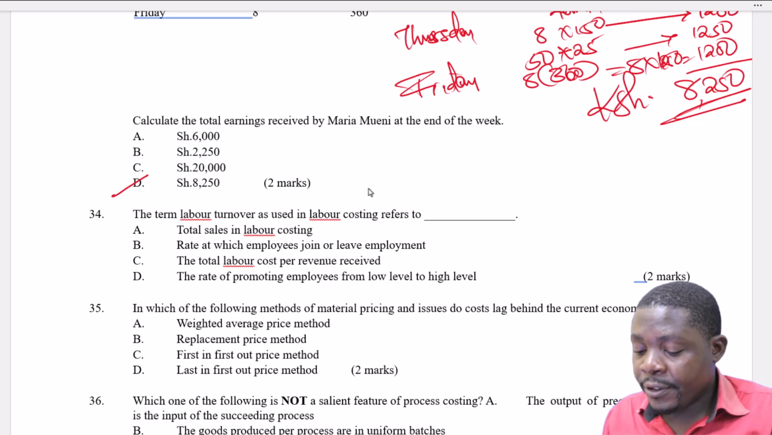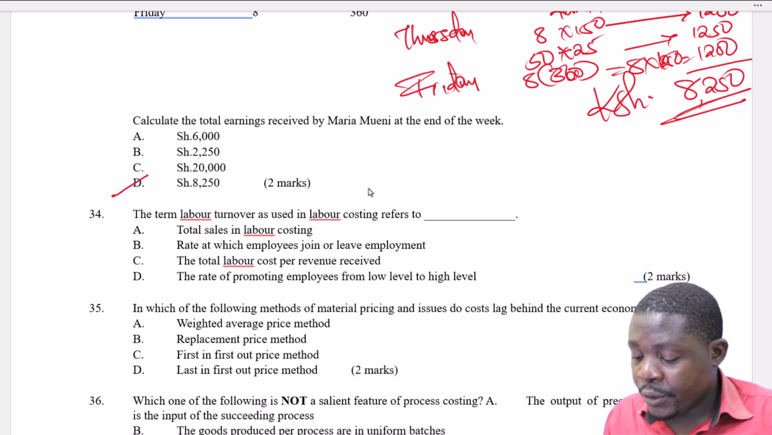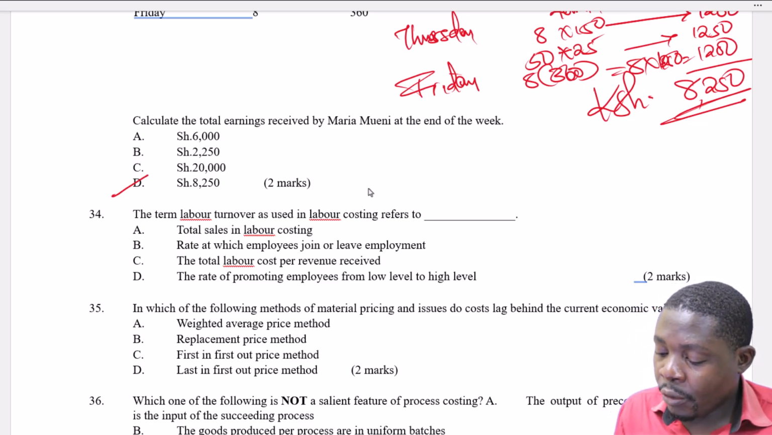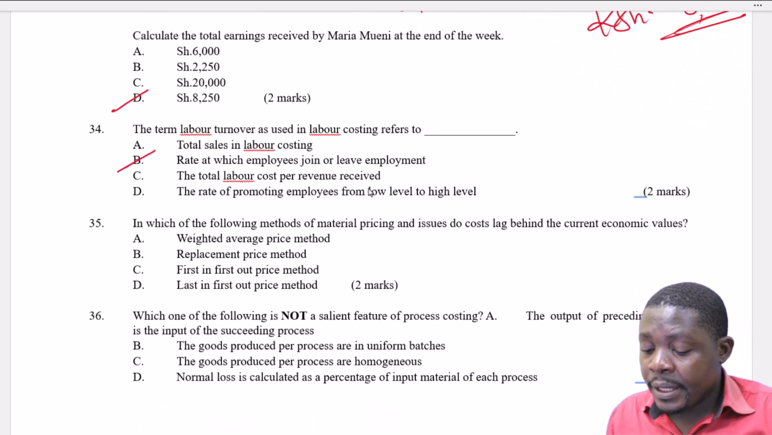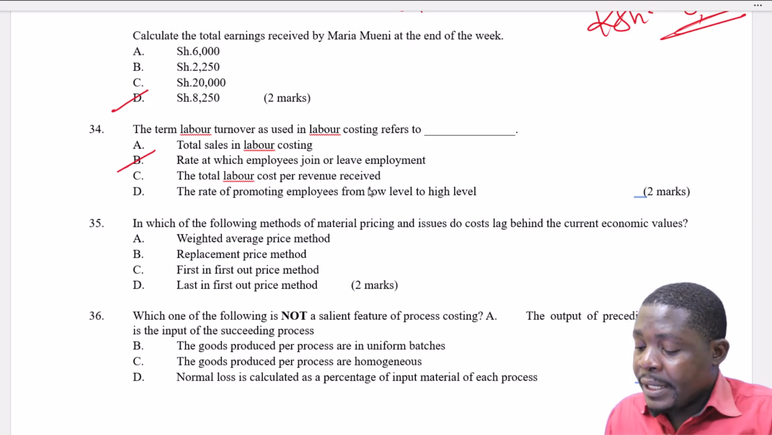Then 34, the term labor turnover as used in the labor costing refers to what? The rate at which employees join or leave employment. The total sales? No. The total cost? No. No. It's the rate at which employees join or leave employment. That is B.